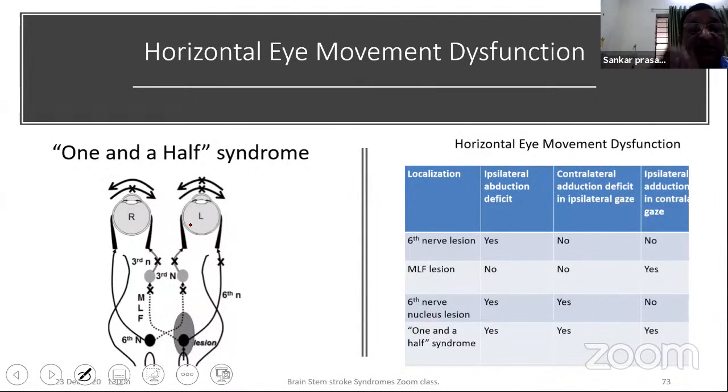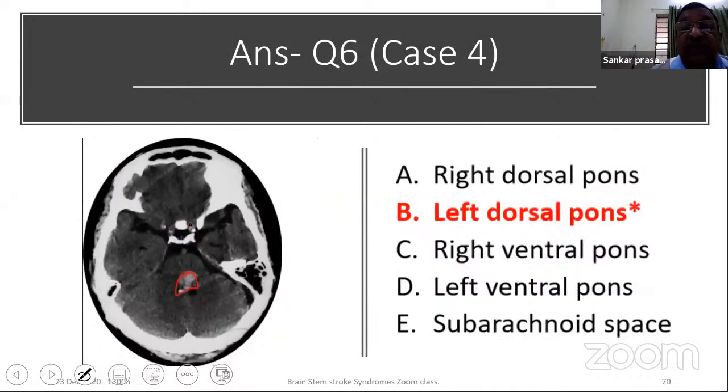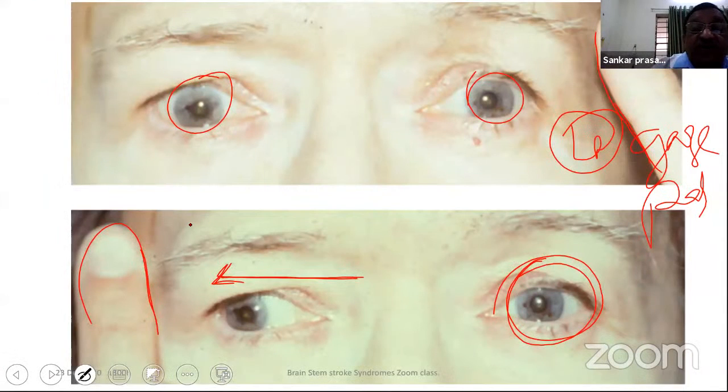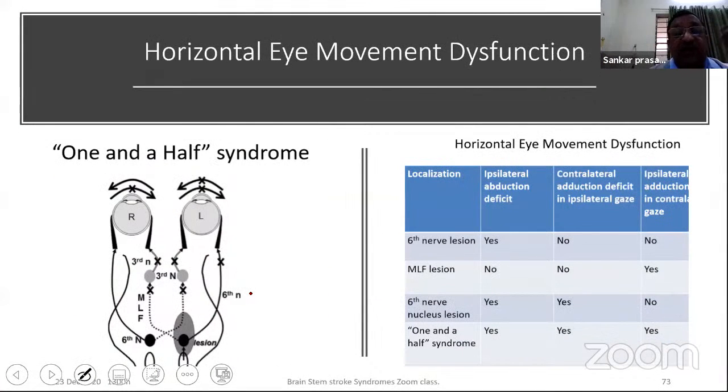Because, as I said earlier, out of four possible movements, only half a movement is left. So this is called one and a half syndrome. This is called one and a half syndrome.